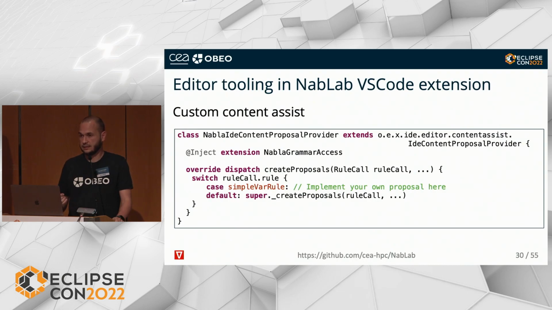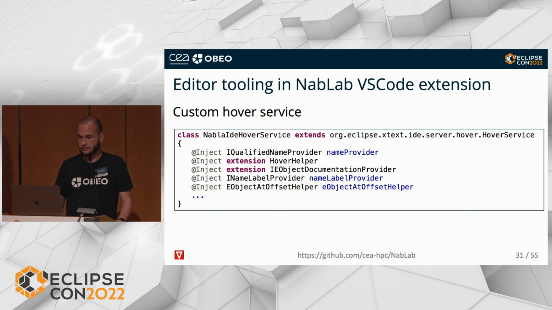The content assist is provided by default, but you can customize it by implementing your own Xtext IDE content proposal provider. What is important to remember here is that Xtext allows you to customize every aspect of the tooling. Same for the hover service. We use the custom version of the Xtext hover service. The same service is used for both the RCP product and the VSCode extension.